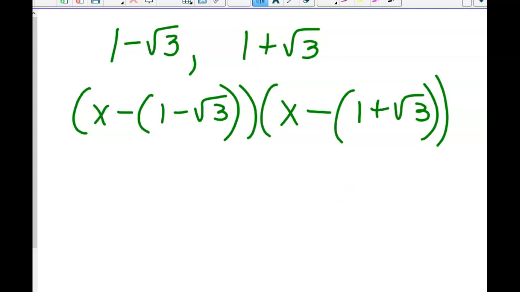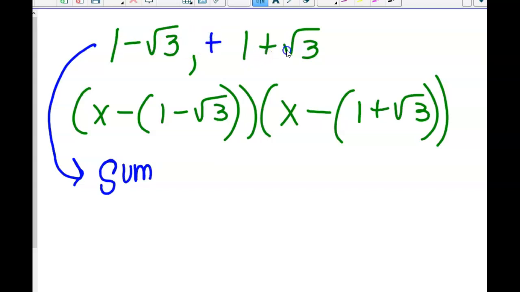Doesn't look very fun. Okay, can you go back up here, though, and tell me what the sum of those would be? 1 minus the square root of 3 plus 1 plus the square root of 3. Everybody good that the square roots of 3, when you added them together, would go away, and we get a 2? Okay, the product is a little more work.